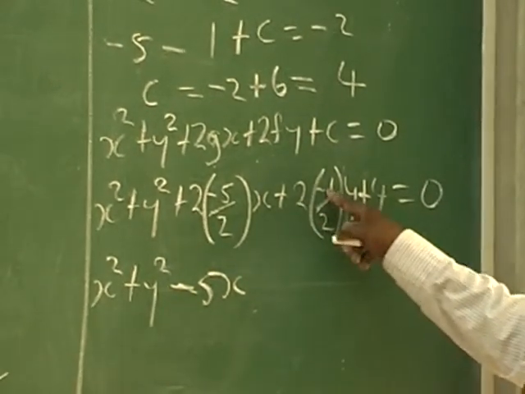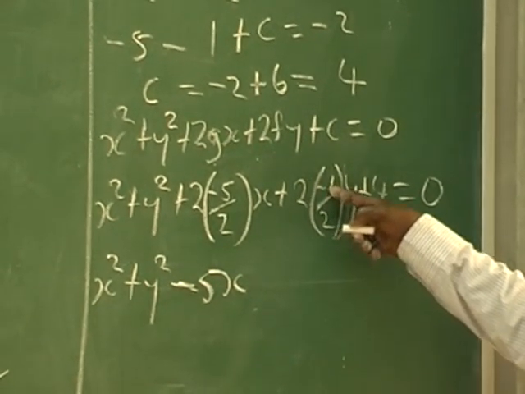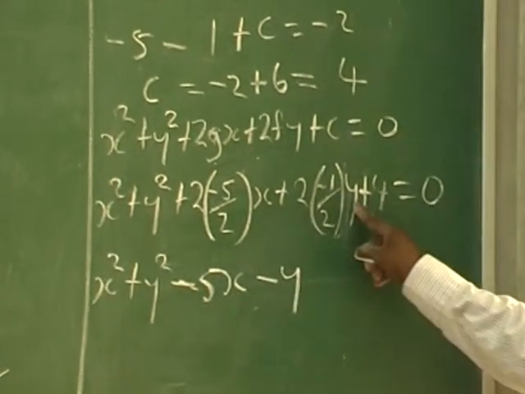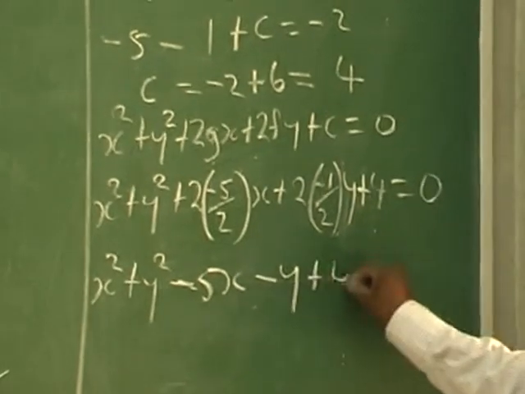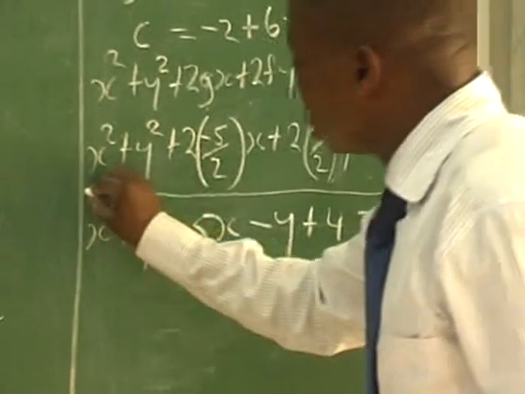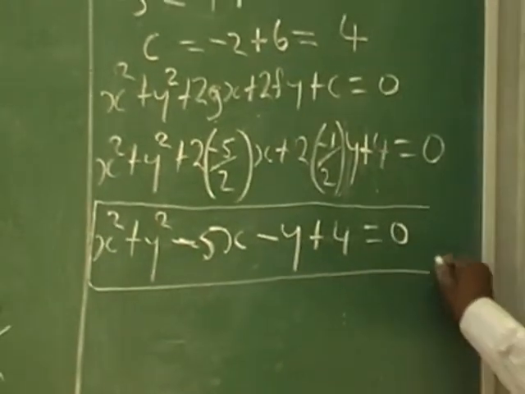So this time this is minus 1. It's minus 2. Minus 2 divided by 2 gives us minus 1. So we have minus y because of this, y plus 4 is equal to 0. Now this becomes the required equation of the circle.